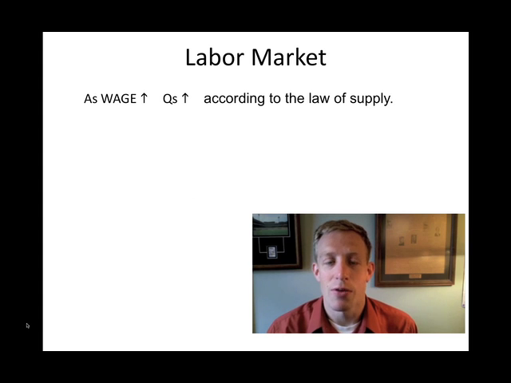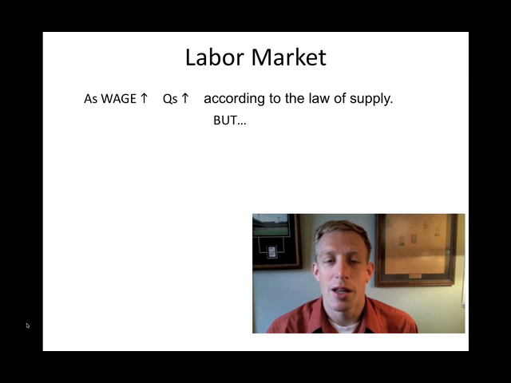So just ask yourself, would you take a job as, say, someone who picks up garbage at $10 an hour? Maybe you would and maybe you wouldn't, but you're much more likely to enter that labor market to provide your services if the wage was, say, $100 an hour. That's an indication that as the wage goes up, the quantity supplied goes up.